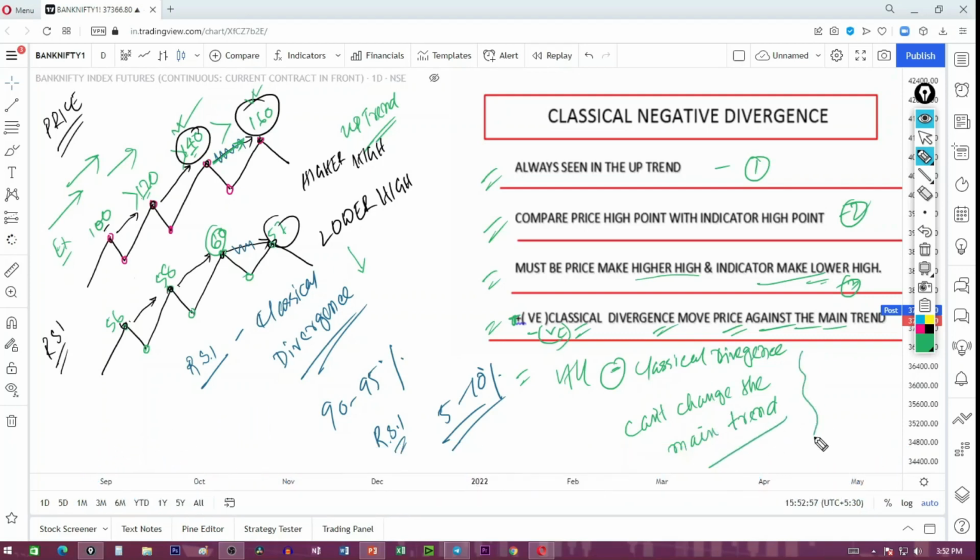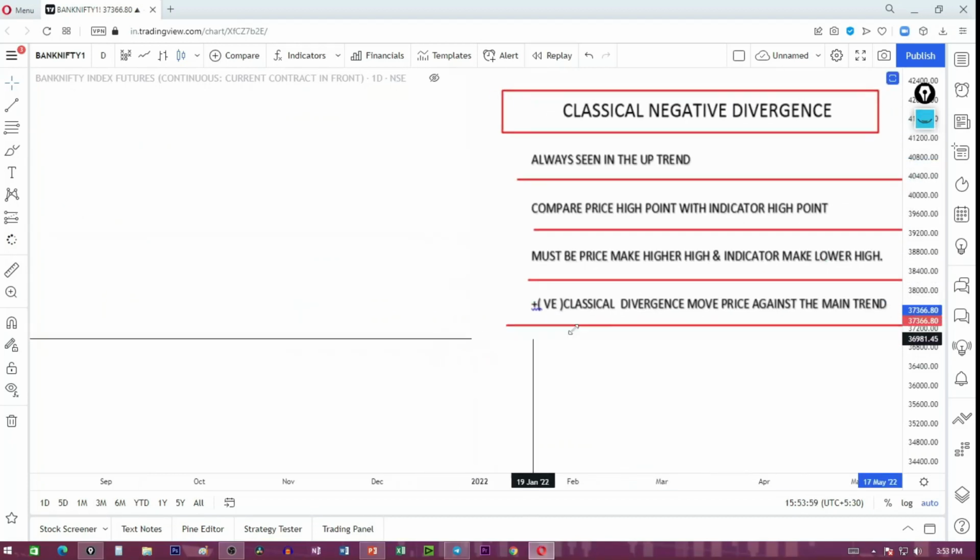So what is the meaning of this line? All negative classical divergence cannot change the main trend. Classical negative divergence means price will come down. Move to chart and hide this for some time.